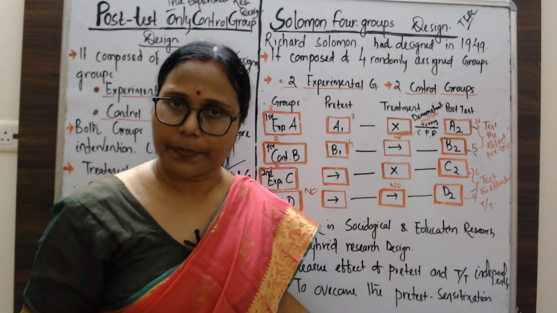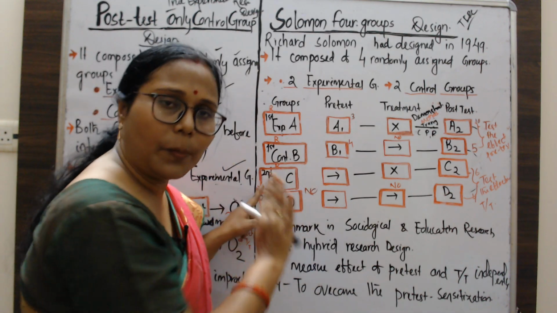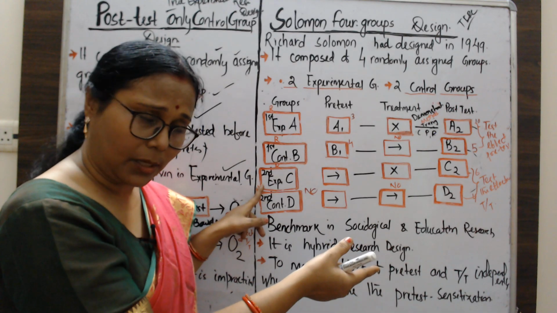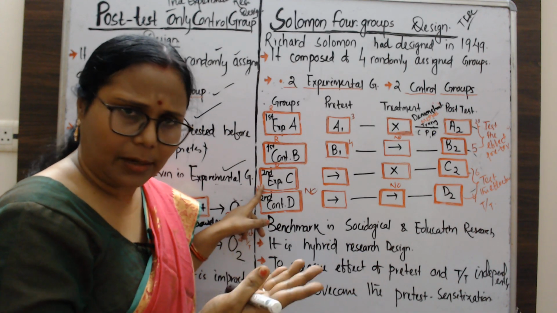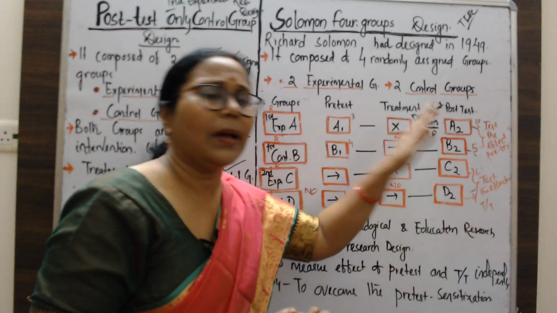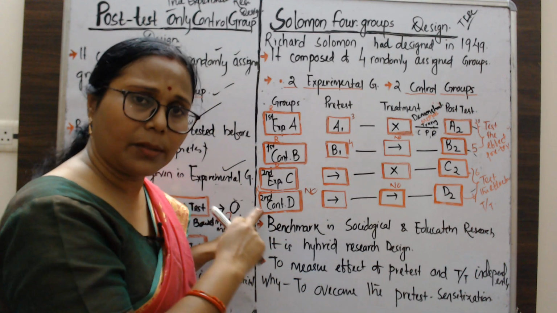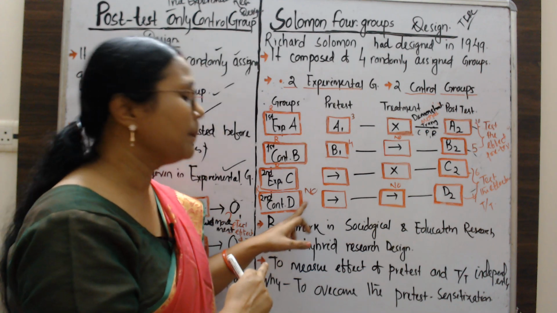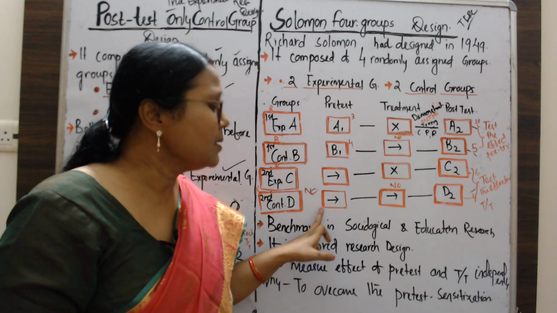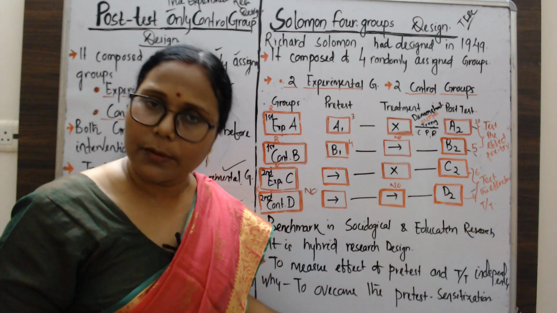In the second experimental group, there is no pre-test. We do not assess the pre-test knowledge of those students. Then we give them the demonstration of cardiopulmonary resuscitation, and then you assess the knowledge in the post-test. For those in the second control group, mentioned as D, there is no pre-test, we do not assess their pre-test knowledge, and no intervention, we do not provide any demonstration class. We directly go for the post-test.